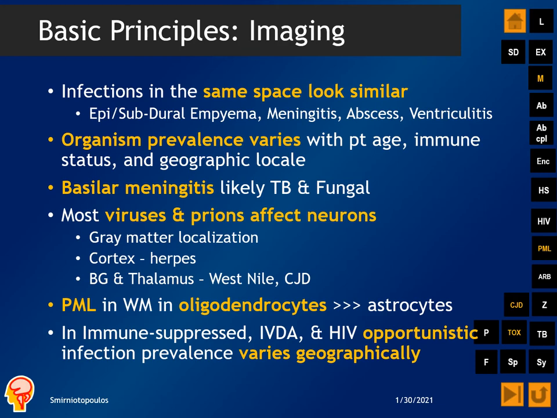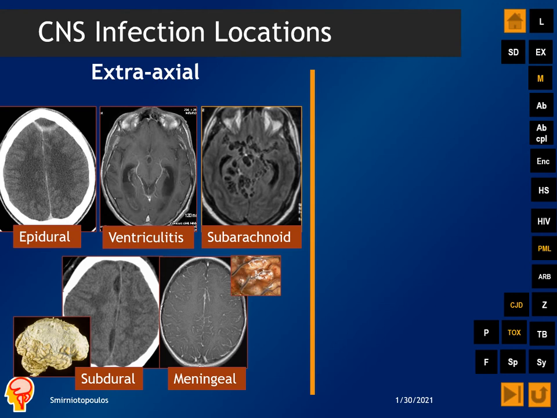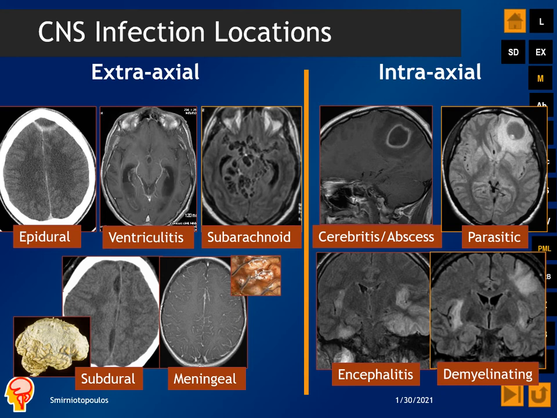So let's start out with localizing the infection, remembering that infections in the same physical space may look similar regardless of the organism. These are all extraaxial infections: epidural empyema, ventriculitis, subarachnoid space infection, subdural infection, and meningeal infection or meningitis. Intraaxial localization includes cerebritis organizing into an abscess, parasitic infections, encephalitis involving the gray matter, and demyelinating disease involving the white matter, and that's likely to be PML.